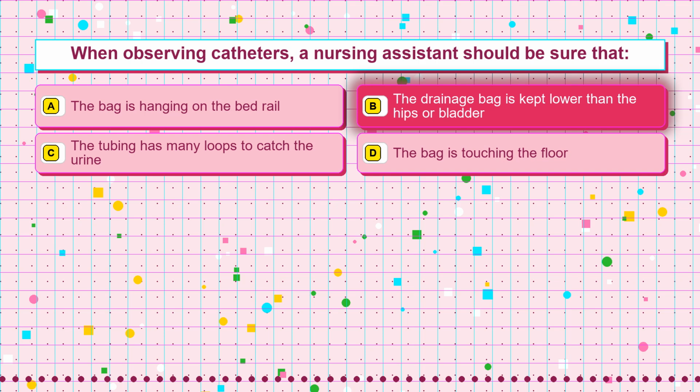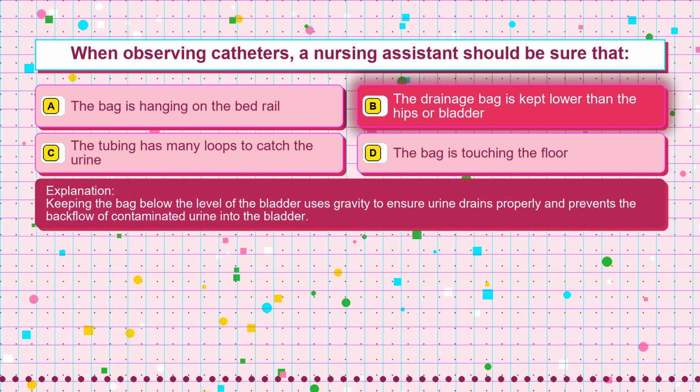The correct answer is option B, the drainage bag is kept lower than the hips or bladder. Keeping the bag below the level of the bladder uses gravity to ensure urine drains properly and prevents the backflow of contaminated urine into the bladder.